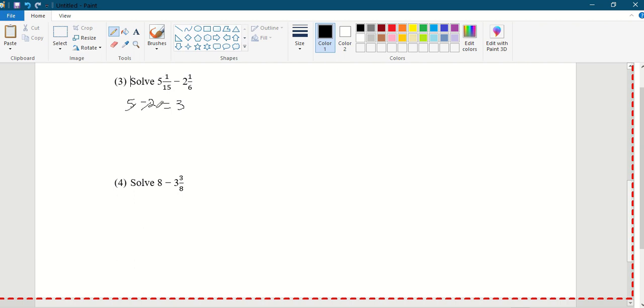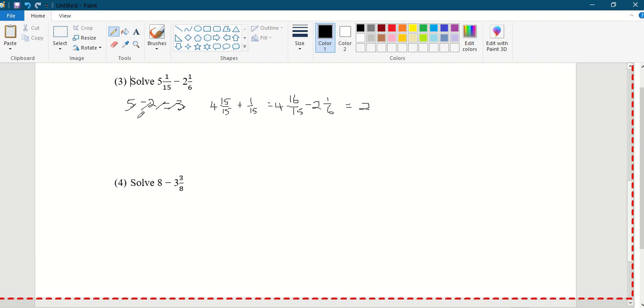What we can do here is make this 5 become 4 and 15 over 15, because that's one more. So 4 and one more, which is 15 over 15, and then there is another 1 over 15. So what we have so far is 4 and 16 over 15. And now if we subtract 1 over 6, what we can do is subtract 4 and 2, giving us 2, and then there will be some fraction.